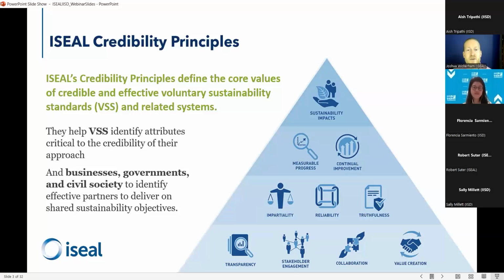So trade is really at the heart of what ISEAL does. And if we look at the credibility principles in a little more detail, we can see where they align to some of the WTO principles. For example, value creation on the bottom right, that's very aligned to the idea of the development dimension. A sustainability system should be creating value for all the users of the system. Stakeholder engagement is aligned to impartiality and consensus and the coherence and openness of the development of the VSS. Transparency is directly related to one of the WTO six principles. And collaboration with many different stakeholders makes VSS more than a sum of their parts.